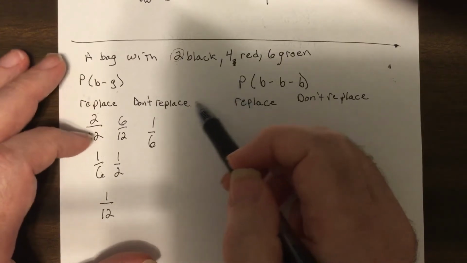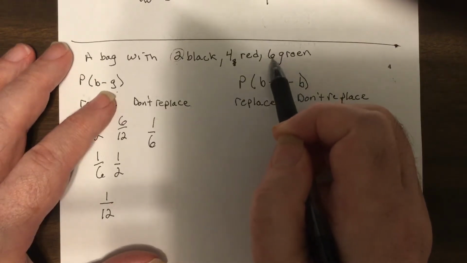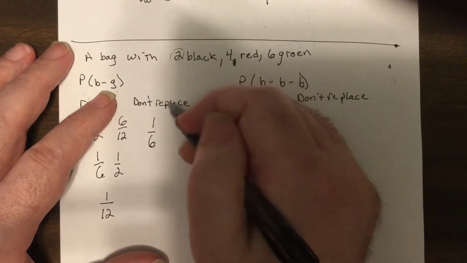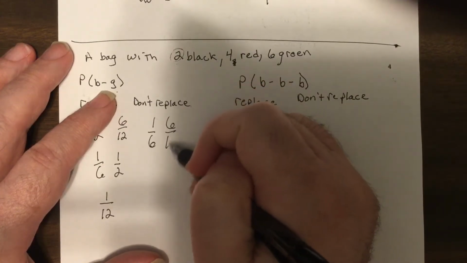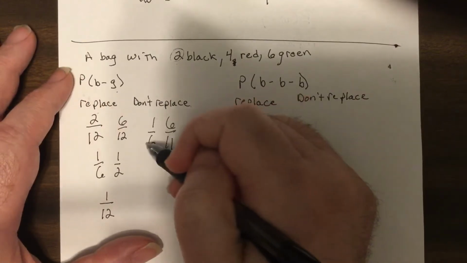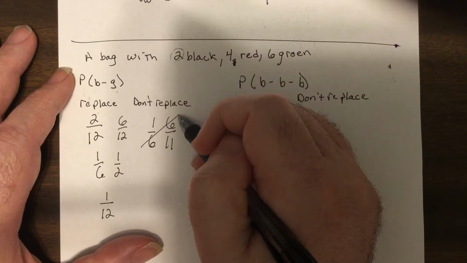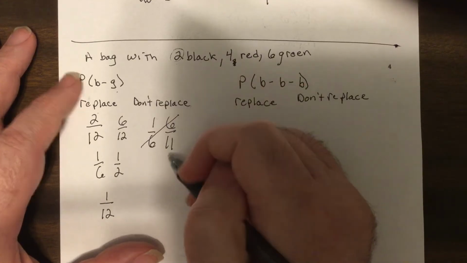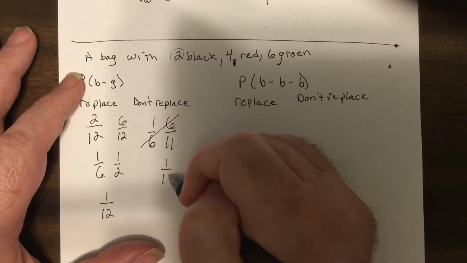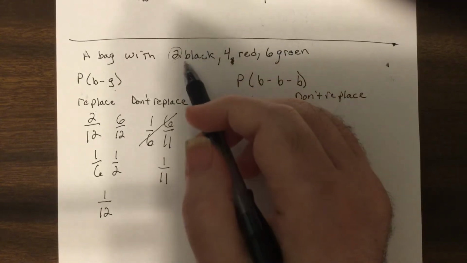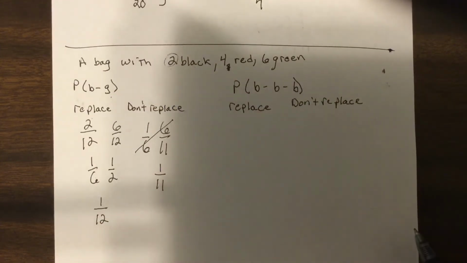So I would have, I'm doing a green, so it'd be 6 out of 11. 6 green, 4 red, 1 black. So it'd be 6 out of 11. The 6 cancels. So it would be 1 out of 11 times. We would have a black, then a green, if I'm not replacing the marble. The black marble, what I pulled out first, is now gone.